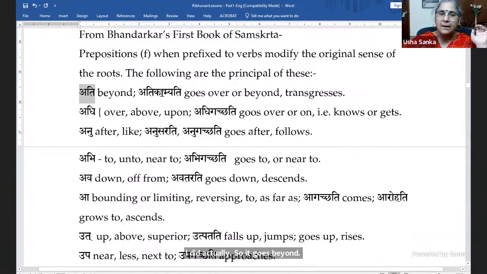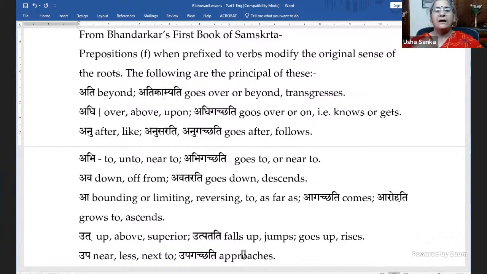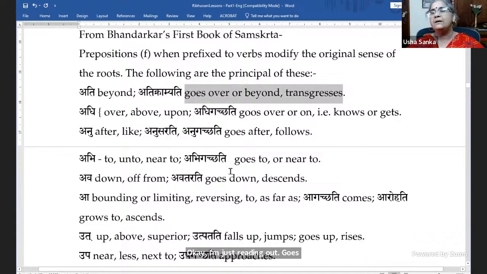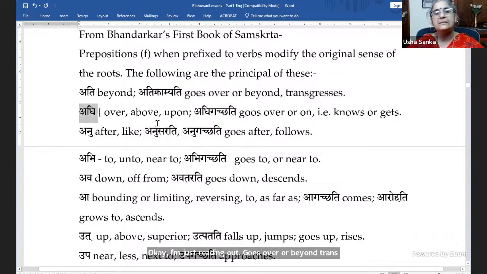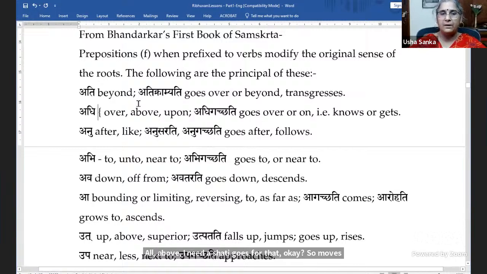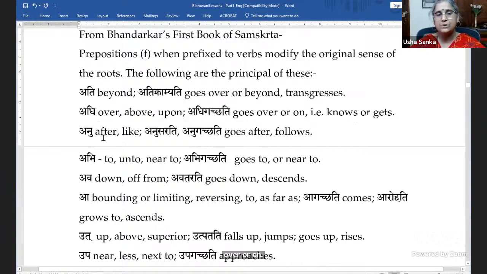Atikramya gacchati. Atikramyati. Oh, again Devanagari. Well, learn it. Now it's okay, I'm just reading out. So this word is atikramyati: goes over or beyond, transgresses. Then adhi. Adhi is over, above, upon. Adhi gacchati, goes over. So goes over or on. Adhi means over, above and all.